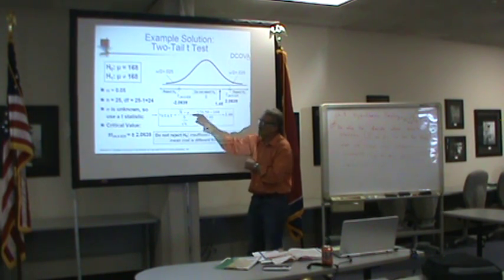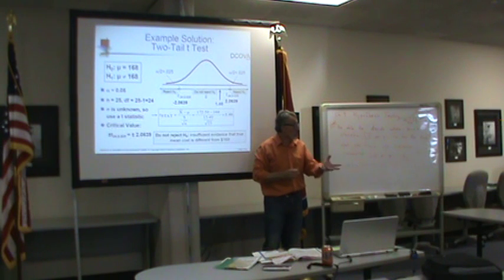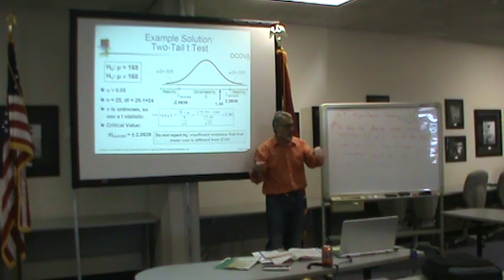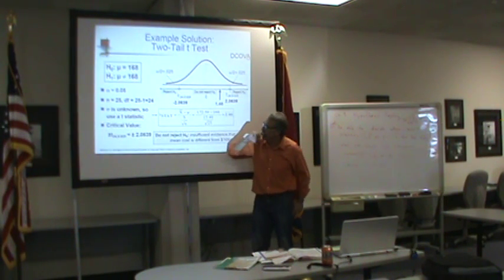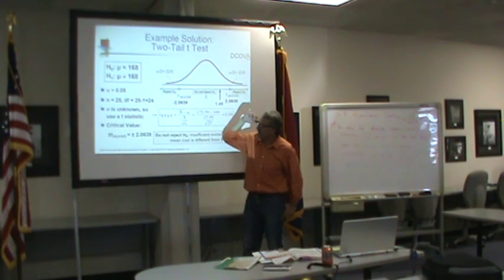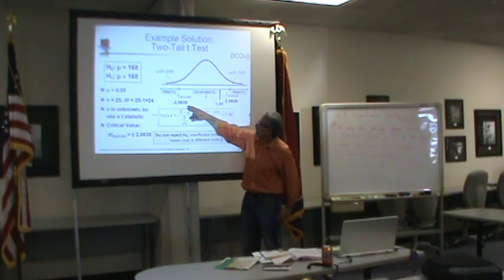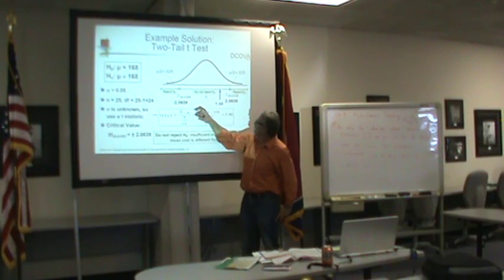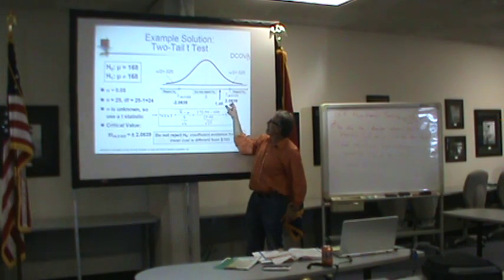N is 25, so remember our degrees of freedom was n minus 1. Remember that came from the heuristic discussions. If you had the mean and you knew all the numbers but one, you could calculate that other. So you only had degrees of freedom of the total number of points minus 1. Our standard deviation is not known, so this is a t test, or t statistic. So we go to our t table with 24 degrees of freedom and 0.025, and we come up with that.